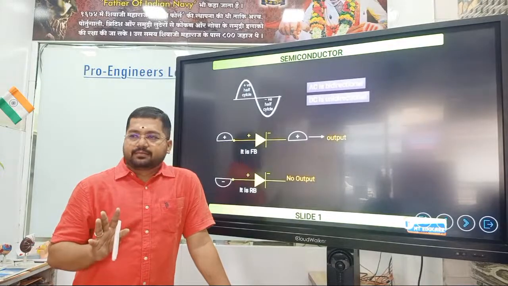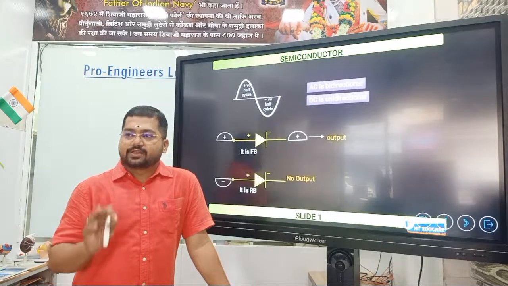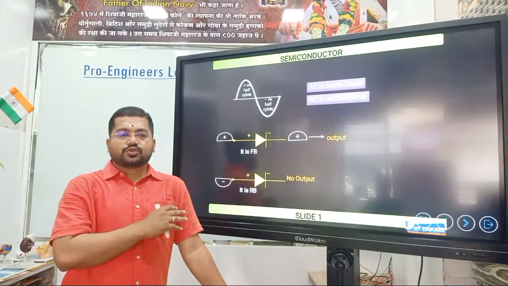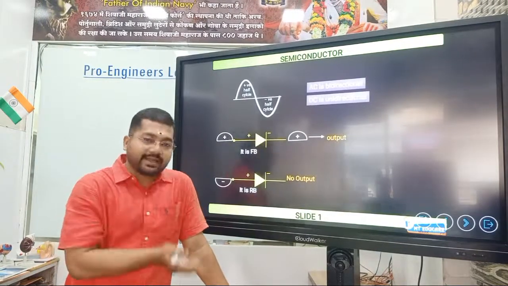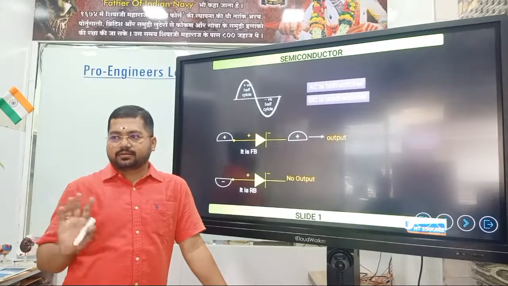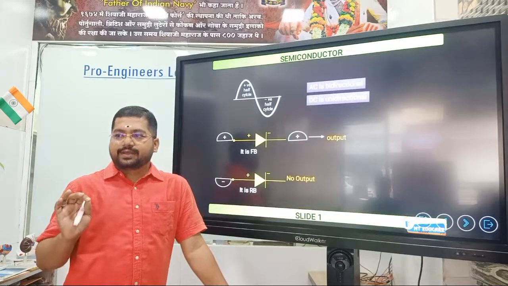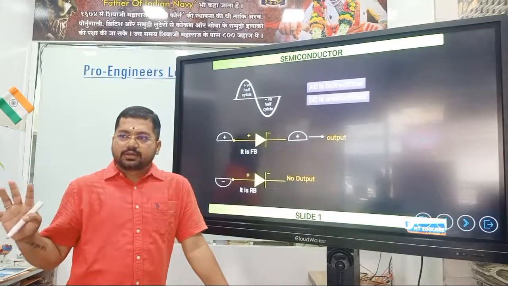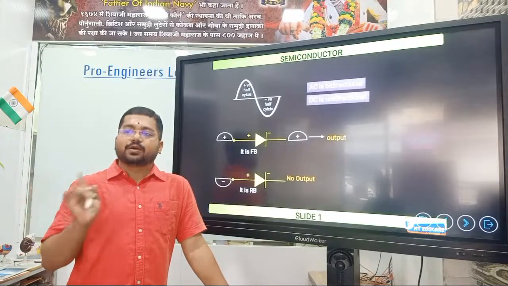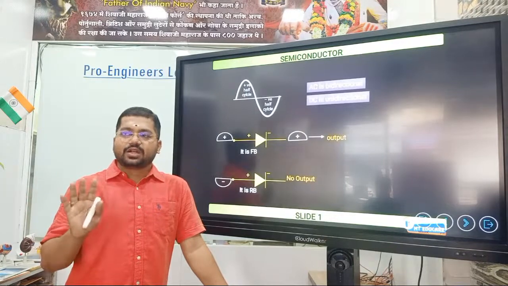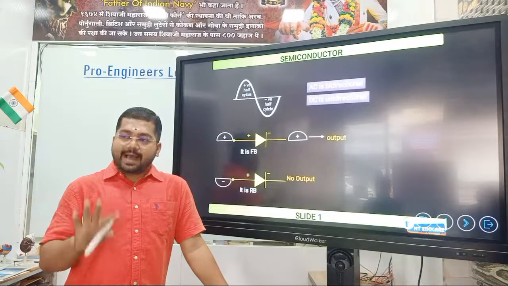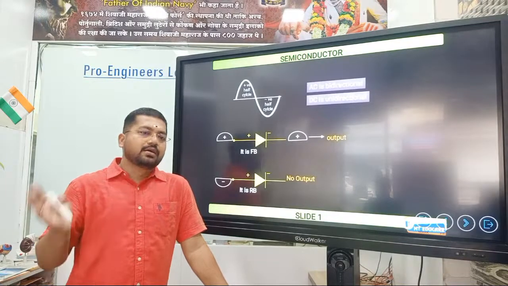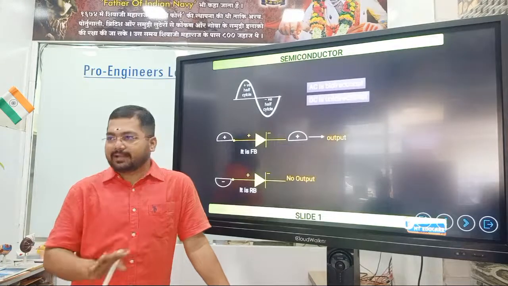Many times, even engineering students sometimes say this is used to convert AC to DC. It is not. Diode is not used to convert AC to DC. It only conducts for the positive half cycles. That is the only truth. Based on that, we can make it a half wave rectifier, full wave rectifier, or some other rectifiers.